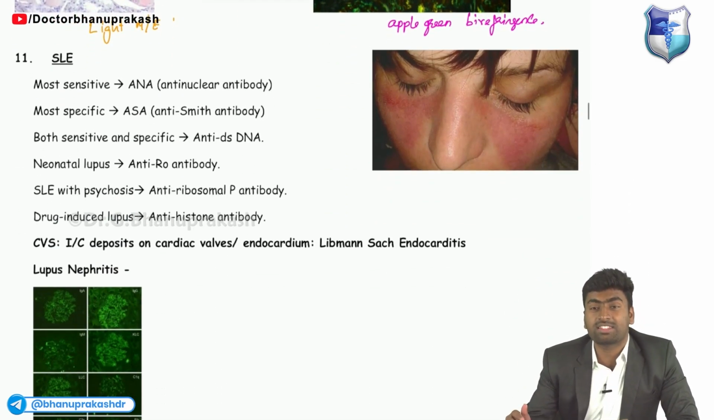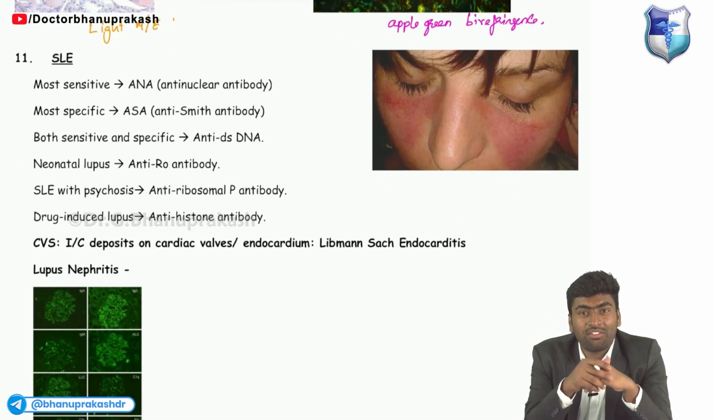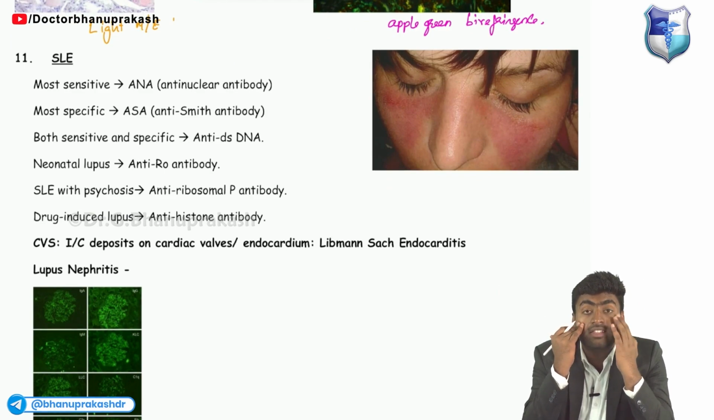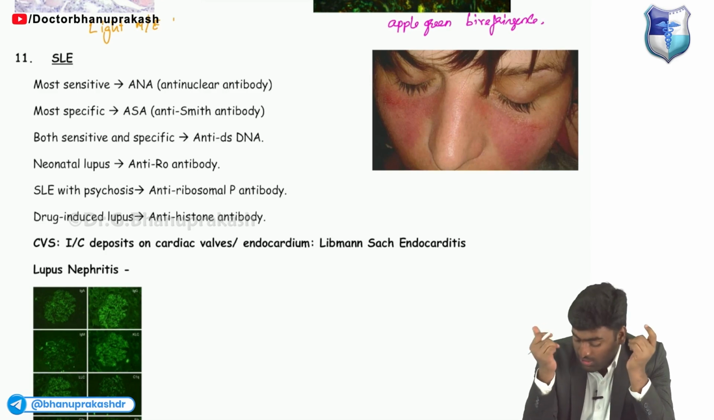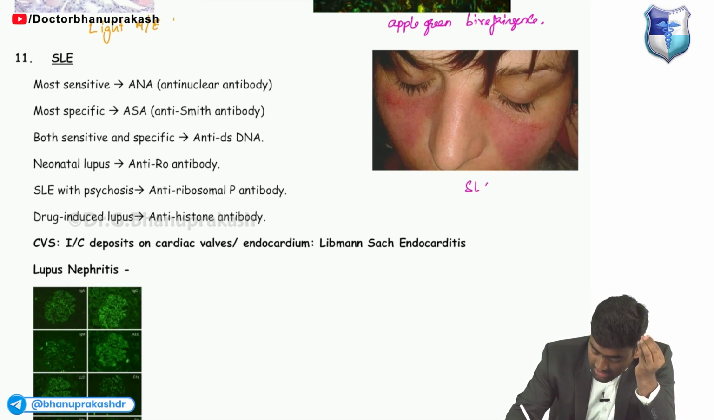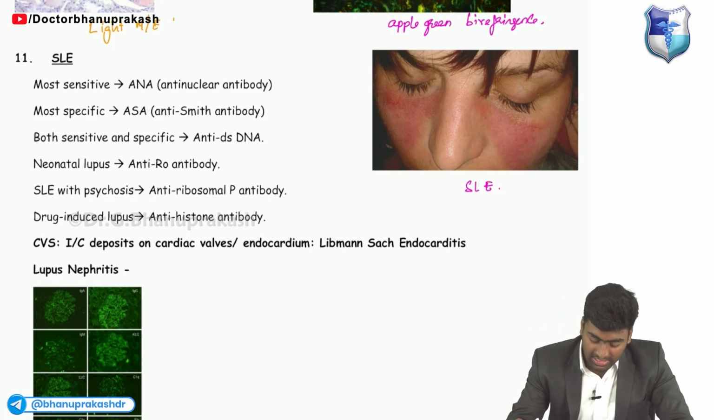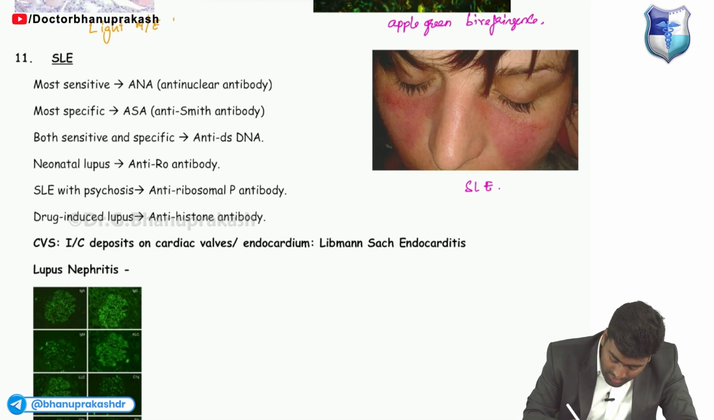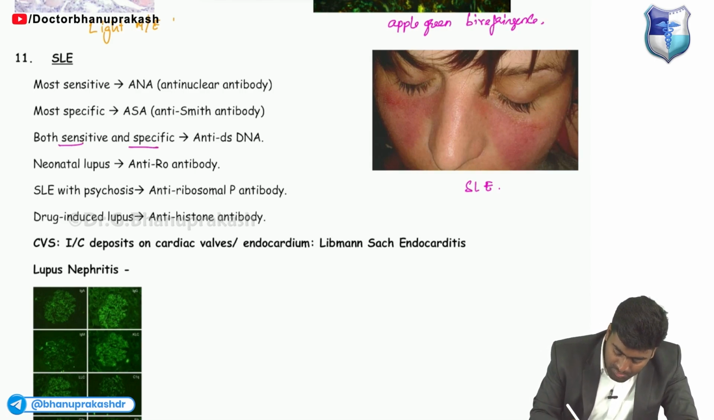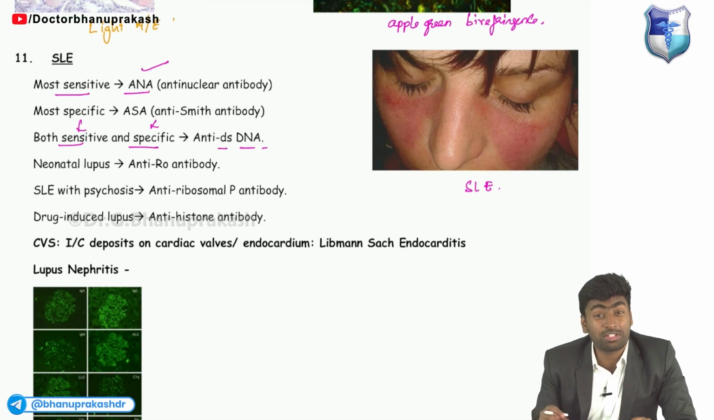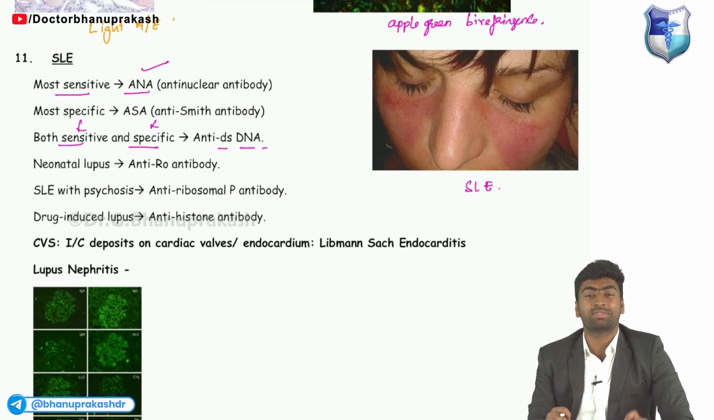Next, there is a photosensitive rash, especially around the face, sparing the nasolabial fold. So this is the classical description of SLE. And to diagnose SLE, a few antibodies are used. Which of the following antibodies is both sensitive and specific? The most sensitive one is the anti-nuclear antibody, whereas the most specific one is the anti-Smith antibody.